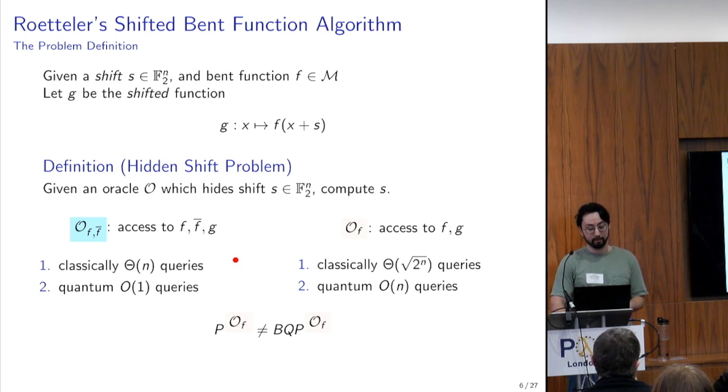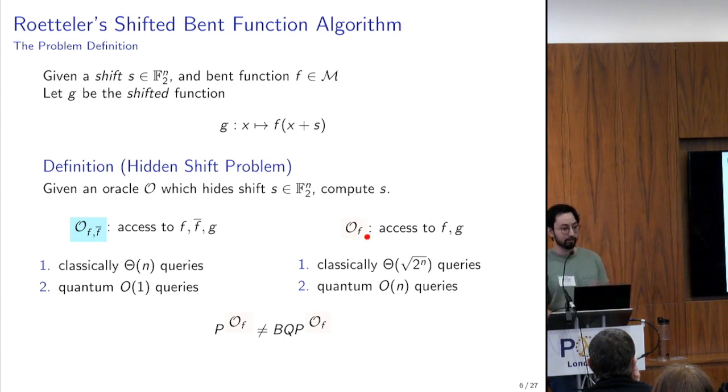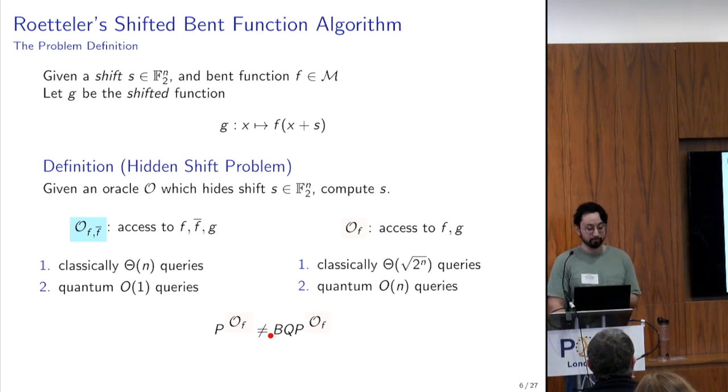And so here we have query complexity separations in these cases, and interestingly, in the red oracle case we have a time complexity difference. The result is that relative to this oracle, P does not equal BQP, because in the quantum case we can extract this shift in polynomial time, versus classically we need exponential time.